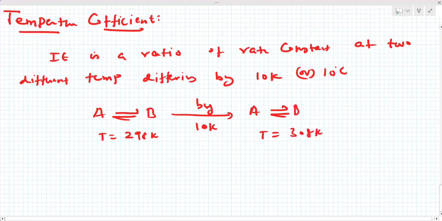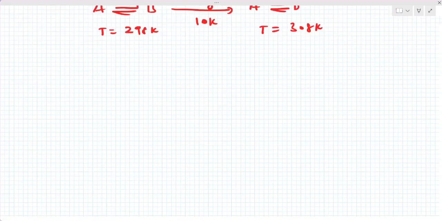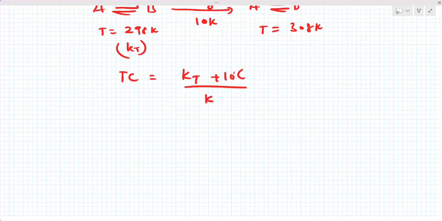Now see, in this reaction, what is the equation? Please note, the temperature coefficient is equal to what? It is the ratio of the rate constant at temperature T plus 10 degrees Celsius to the rate constant at T. This is very, very important. And what is the value of the temperature coefficient?